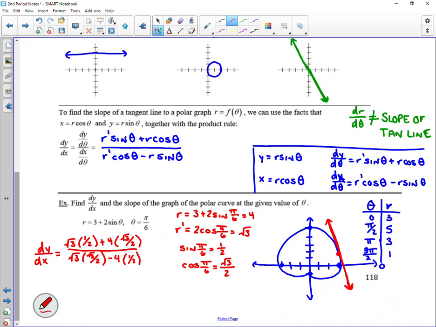It's not too bad. All of them are divisible by 2, so I'm just going to cancel out the 2 from everything. So I just have √3 plus 4√3 all over √3 times √3, which is just 3, minus 4. So my answer is -5√3. That is the slope of my tangent line. Questions?